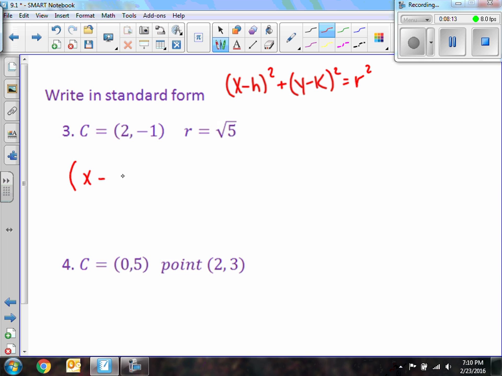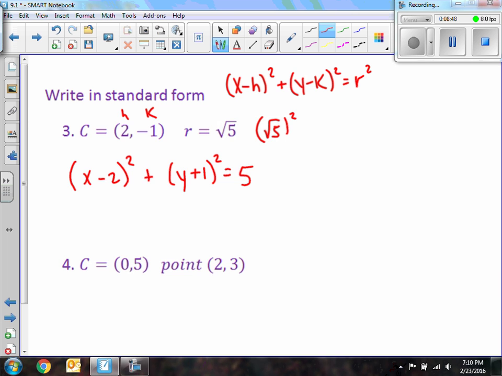x minus h would be x minus 2, quantity squared, don't forget your squareds, it happens a lot, plus y minus a negative 1 becomes y plus 1, quantity squared, equals the square root of 5 squared. Remember, the square root of 5 squared is simply 5. That would be your answer. Basic as that.